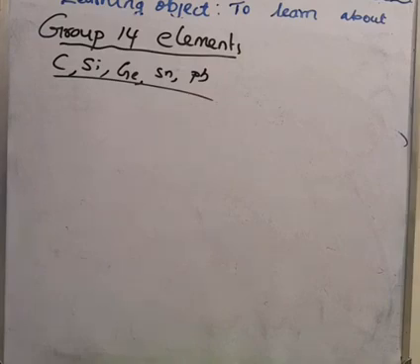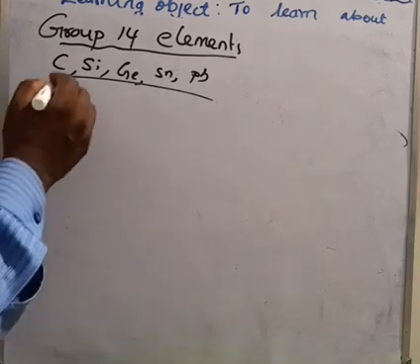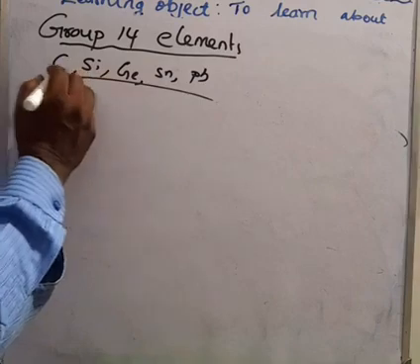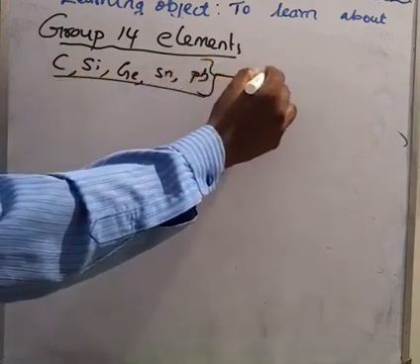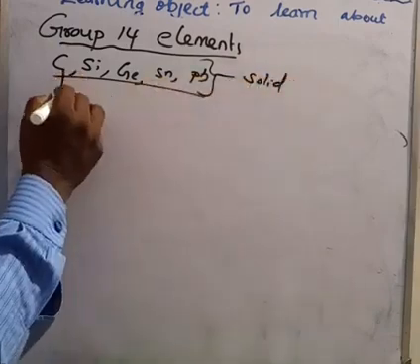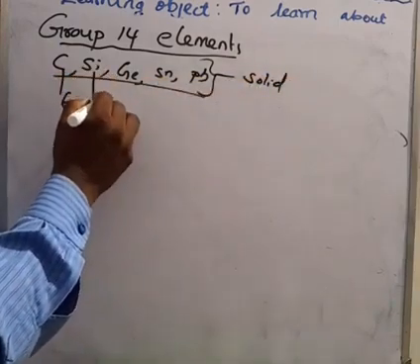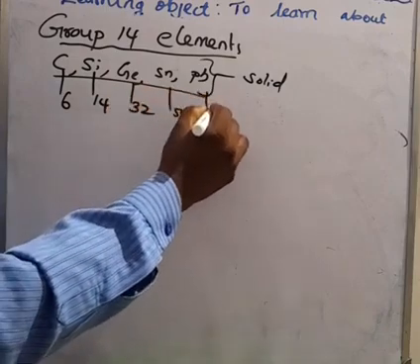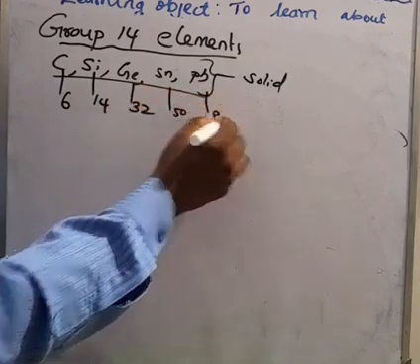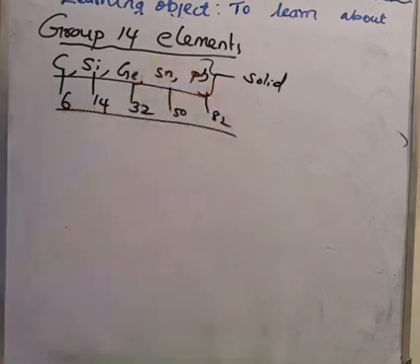Some of the physical properties of group 14 elements: all the elements are in solid state. We know the atomic numbers: carbon 6, silicon 14, germanium 32, tin 50 and lead 82. These are all in our periodic table.